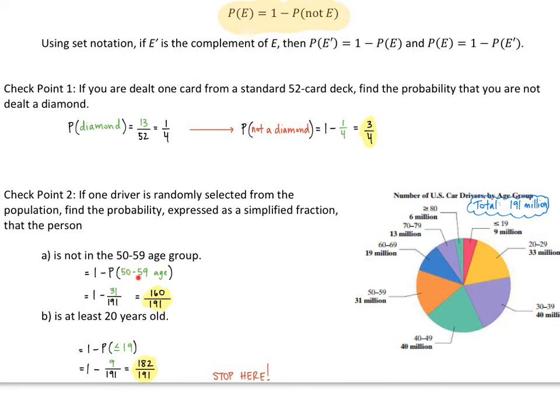So the 50 to 59-year-olds, that's right here in this orange pie piece, and the less than or equal to 19, that's in this small pinkish reddish pie piece. We're going to stop here for this 11.6 notes for this video. We will finish these off in the next video, so check back.